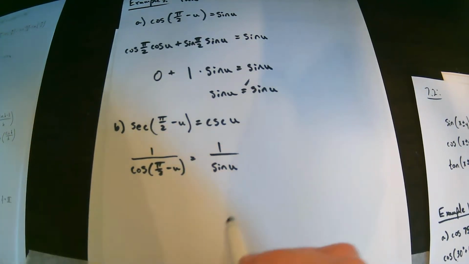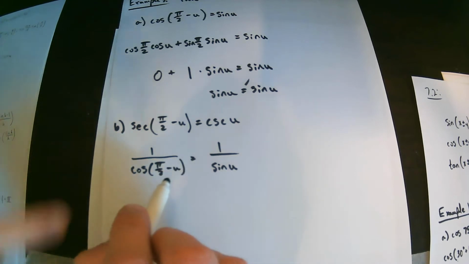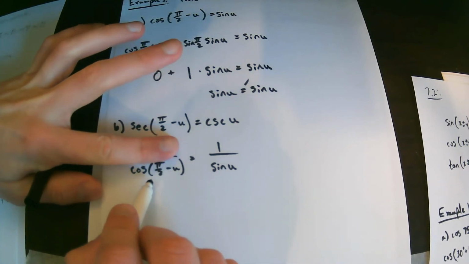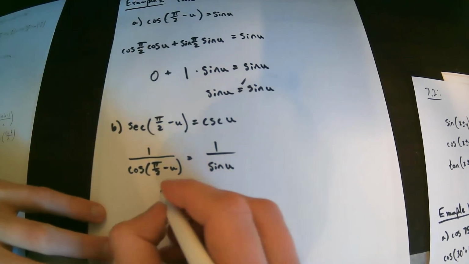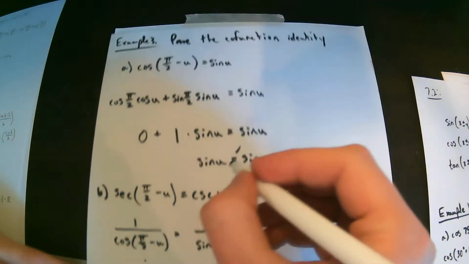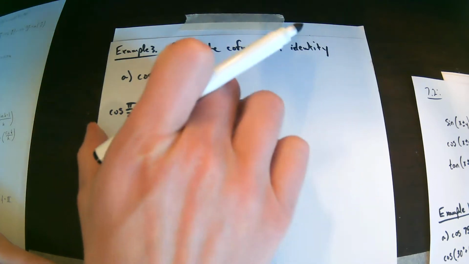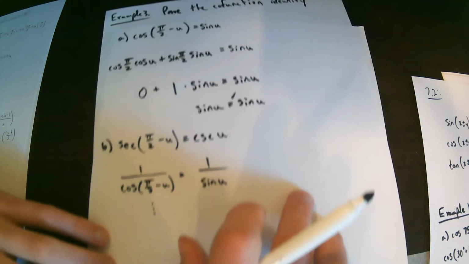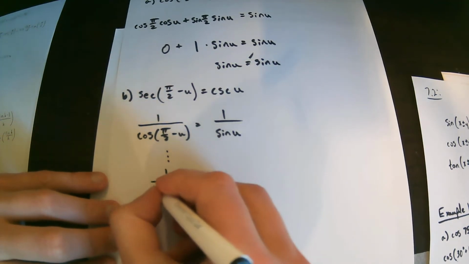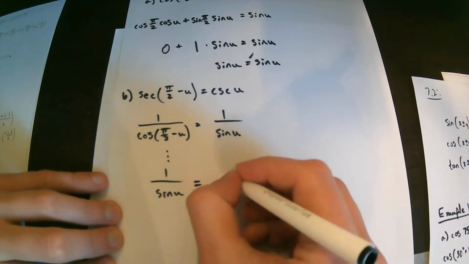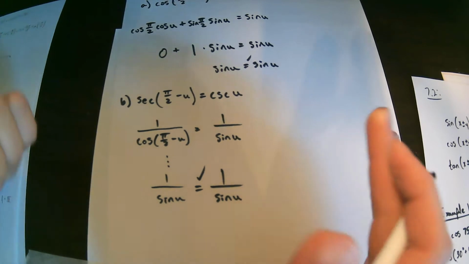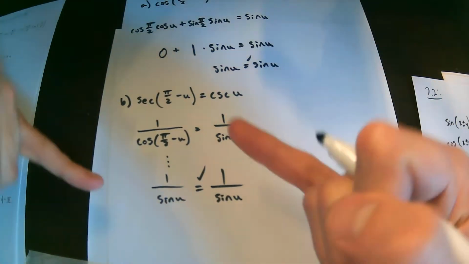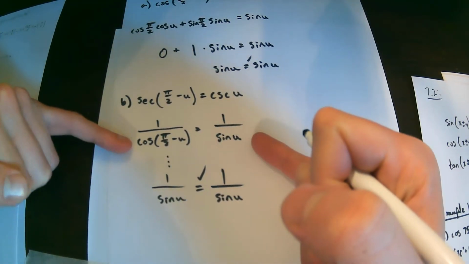This is what I'm now trying to prove. But I already found that cosine of pi over 2 minus u is equal to sine of u. So just by all of these previous steps, that would all just be happening in this denominator, I'm going to end up with 1 over sine of u is equal to 1 over sine of u. So it basically works exactly the same, except everything's upside down and in a denominator.